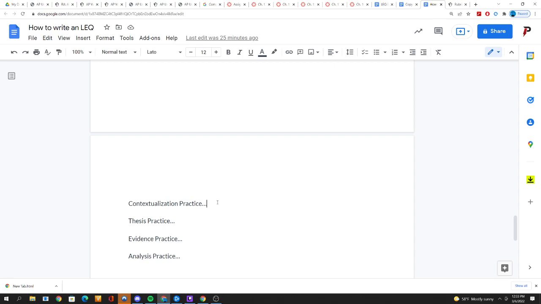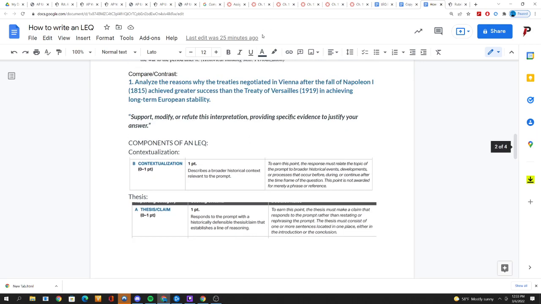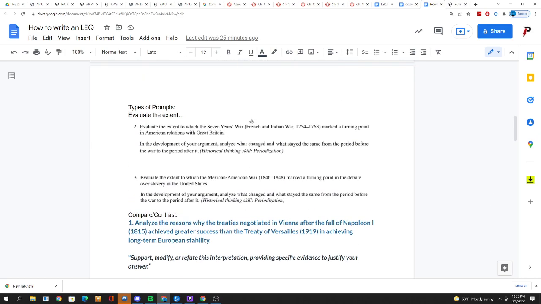So, contextualization. I said it is the backstory. And as much as it is the backstory, there are ways that you can write a contextualization pretty well. Let's go to the first prompt here. Evaluate the extent to which the 7 Years' War.